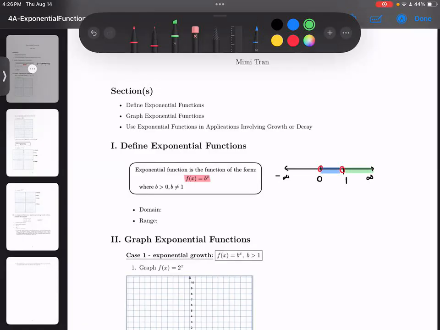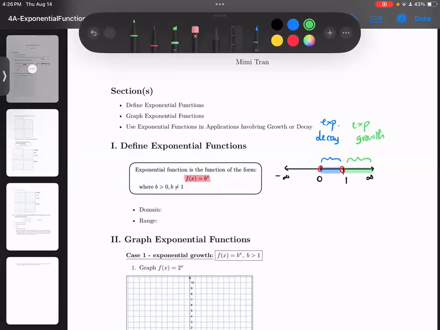Okay. It cannot be 1 because if it was 1, then 1 to the x would always be 1, right? That's not very interesting. So it has to be between 0 and 1 and 1 to infinity. As you can see, you see two regions here. This blue region is called exponential decay. And then the green region is called exponential growth. That's where the graphs grow.